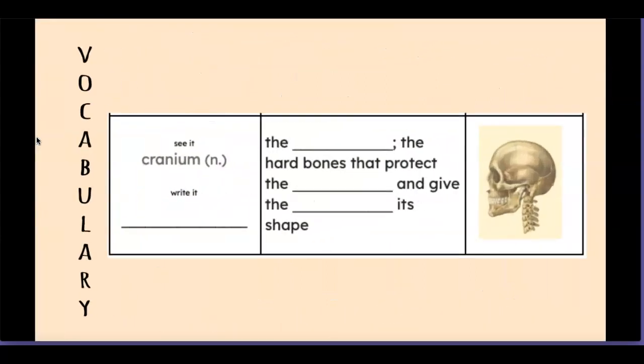The next word is cranium. Say it with me. Cranium. It is a noun. It's the skull, the hard bones that protect the brain and give the head its shape. So this part right here, the skull.